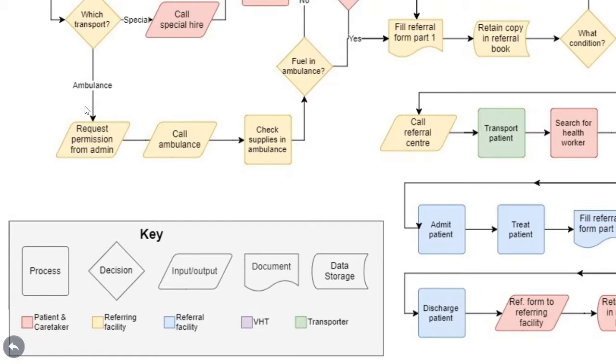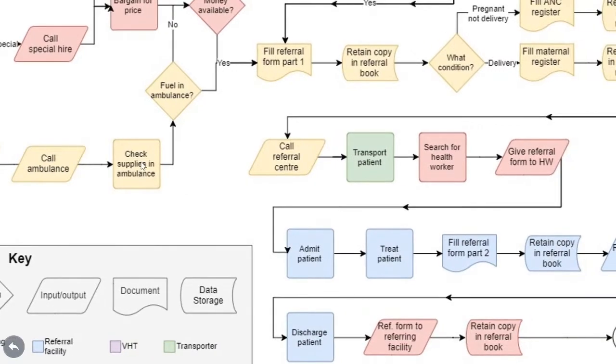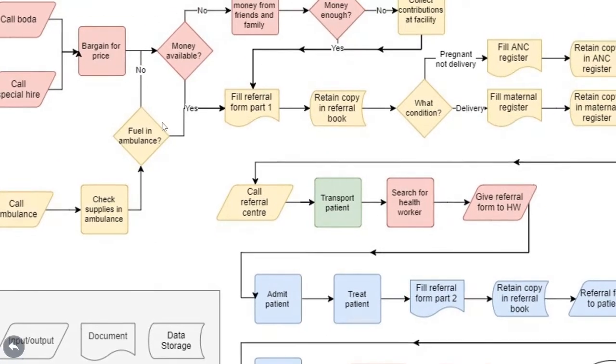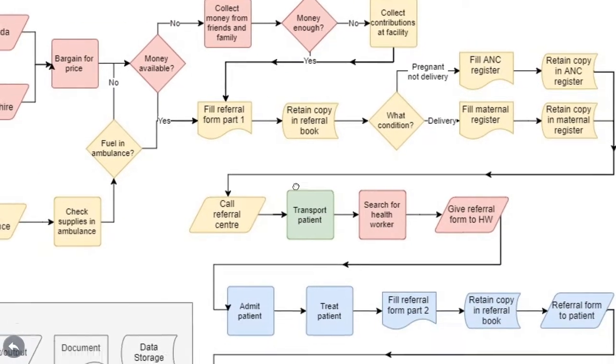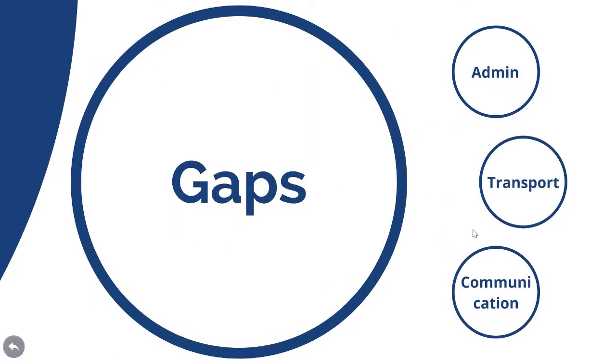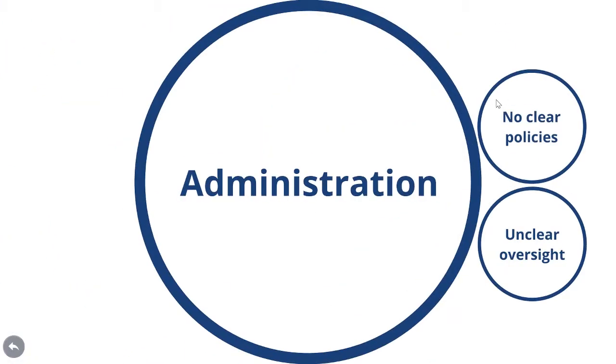So you'd have to get some kind of request for permission from the administrator, because the driver would not travel unless usually the facility in charge or somebody at the head of the district gave approval to go pick up and deliver the patient. Then and only then, and this was a significant delay, would you be able to call the ambulance.